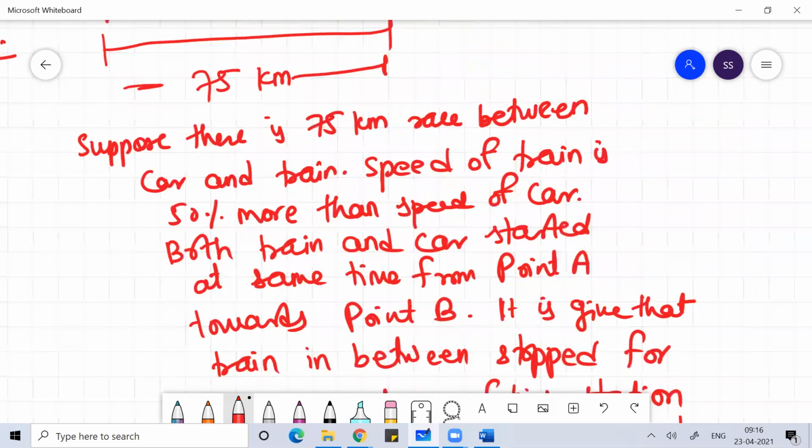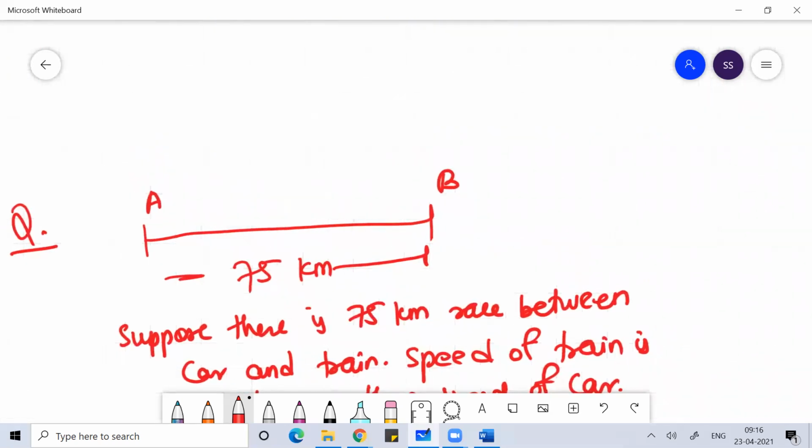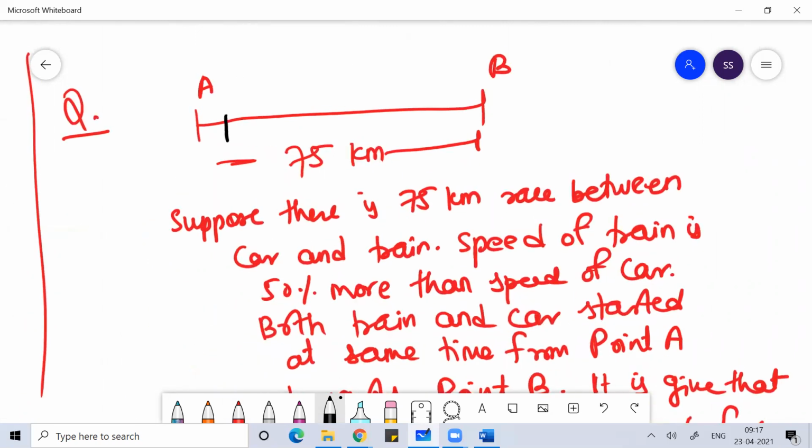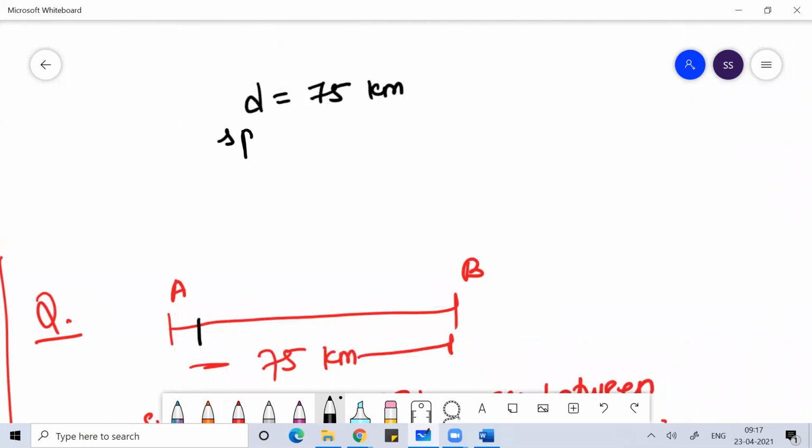I'll repeat this question. So there's a race happening between train and car, and it is given that the speed of train is 50% more than the speed of car. The distance they need to cover is 75 kilometers. And let the speed of car be, suppose, A kilometer per hour.